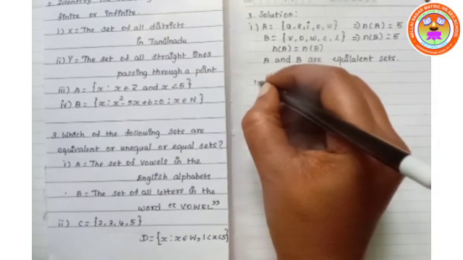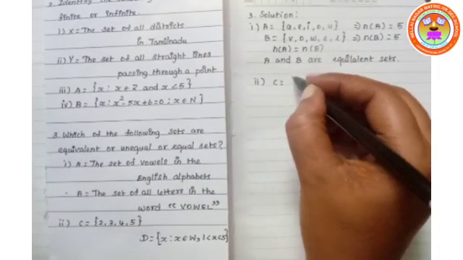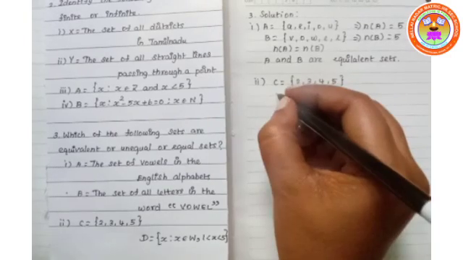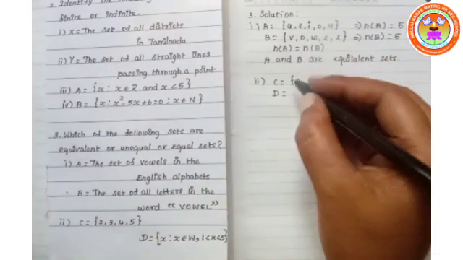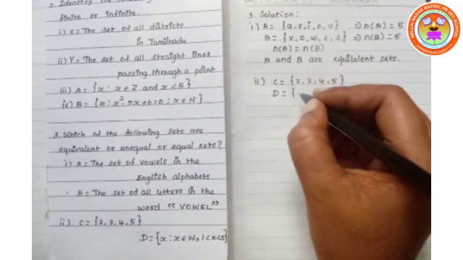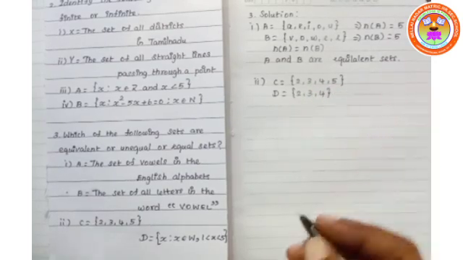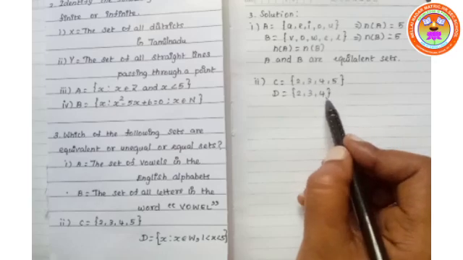Now, the second one. The question is C equal to the set 2, 3, 4, 5 and D equal to the set of all x such that x belongs to W. W means whole numbers, and also x lies between 1 and 5. So what are the whole numbers between 1 and 5? 2, 3, 4 only. So here 5 we have, but here it is not there.